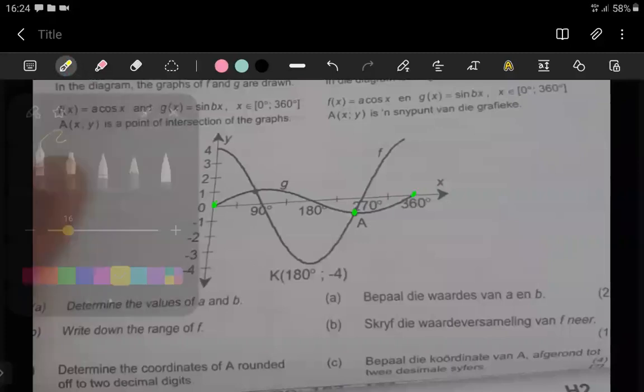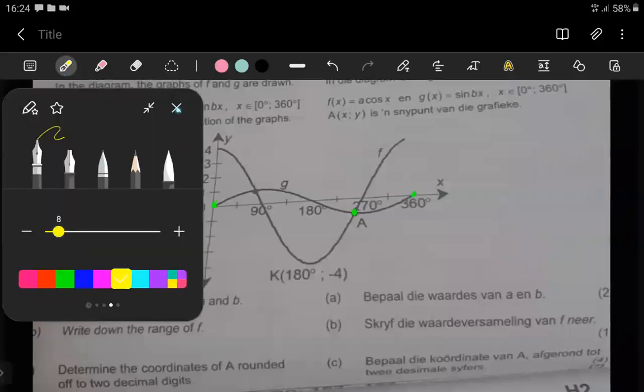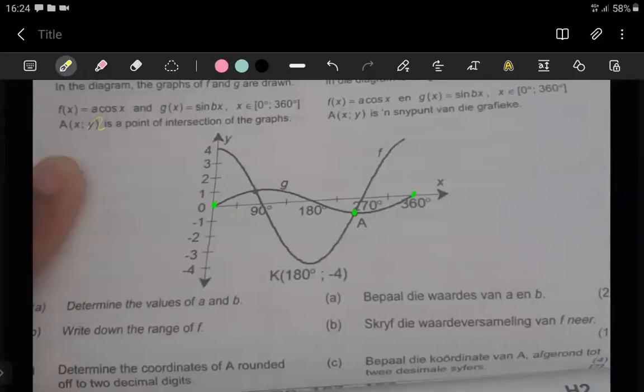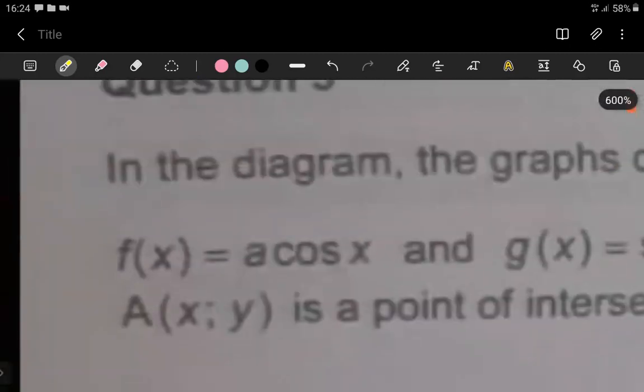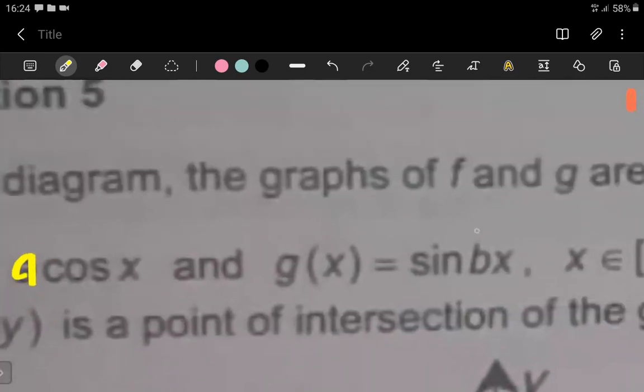So from what you know so far, without knowing the specific values of A and B, looking at where A is, what does this value tell us? And what does this value tell us?